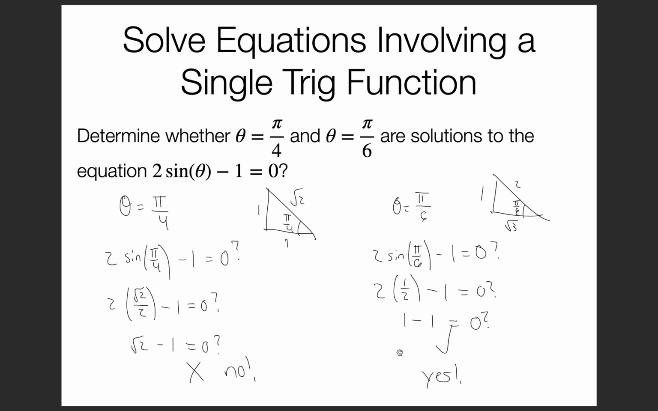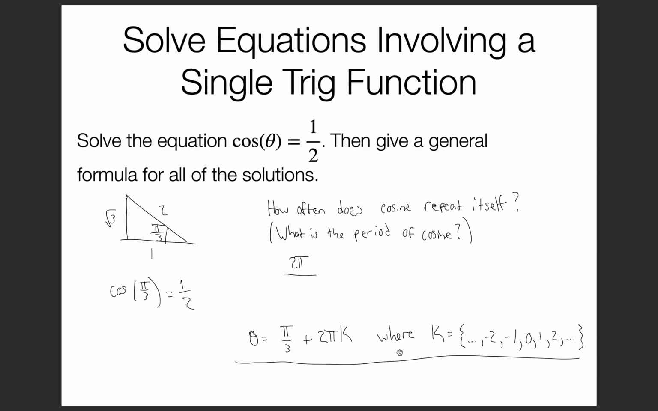Okay, so what about pi over 6? Well, we do the same thing, only pi over 6, which is 30 degrees, is not the 1, 1, square root 2 special triangle. It's the 1, square root 3, 2 special triangle. So pi over 6 forms that special triangle up in the right, and the sine of pi over 6 is 1/2. And so the question is, 2 times 1/2 minus 1 equals 0? And that emphatically is yes. And so pi over 6 is a solution. Pi over 4 is not a solution to that equation. The big addition that we're working on in this section is that we're working with equations now.